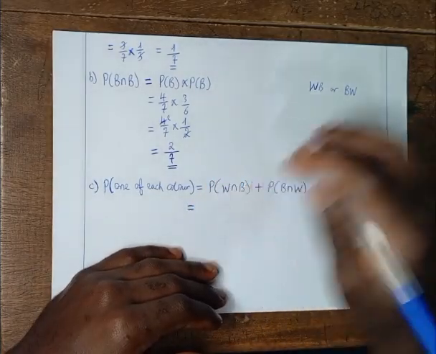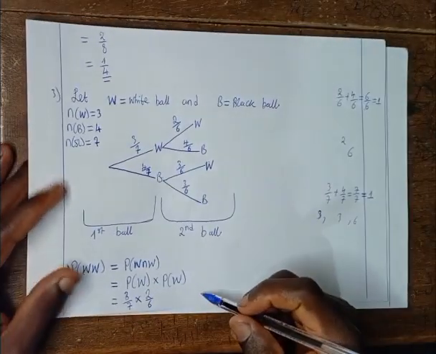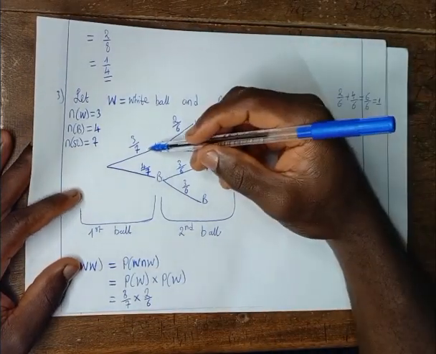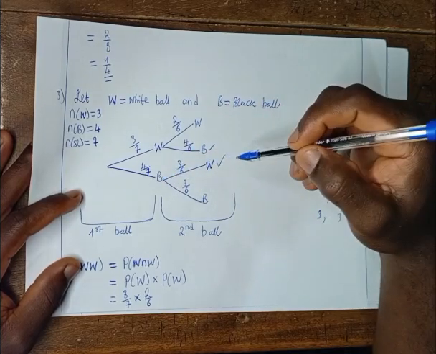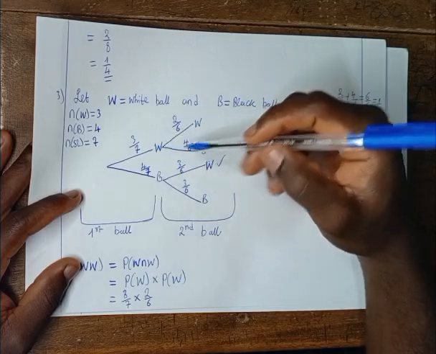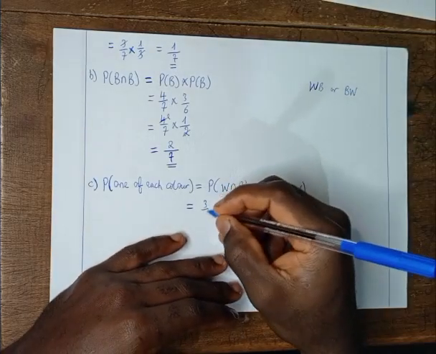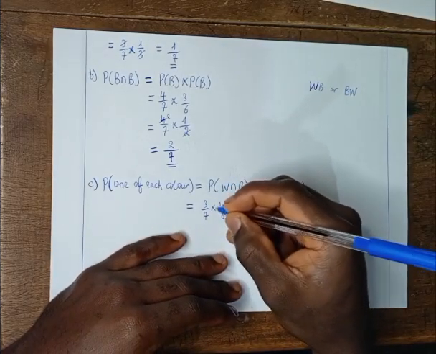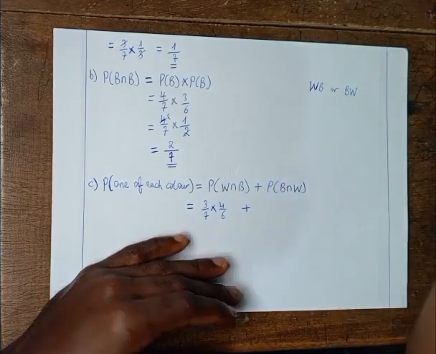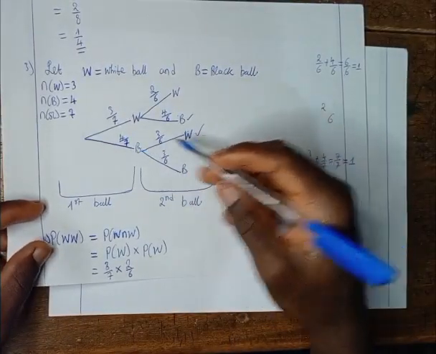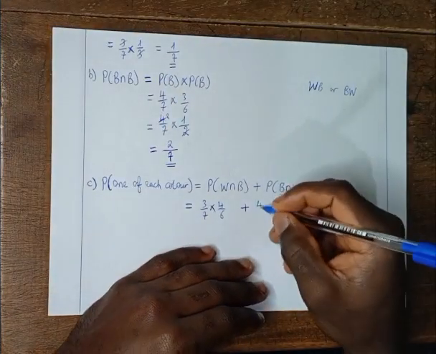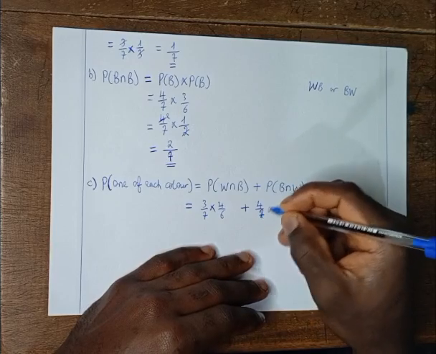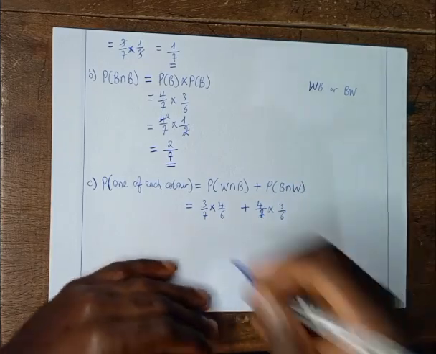first, for the first one, we are going to look at our tree diagram where we have white and black. We are going to take this branch where we have black and white. The probability of getting white and black, we are simply going to take 3/7 times 4/6, plus black and white, 4/7 times 3/6.